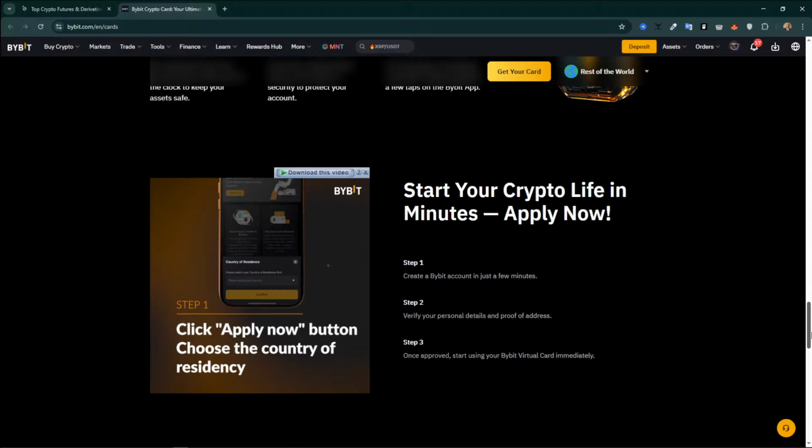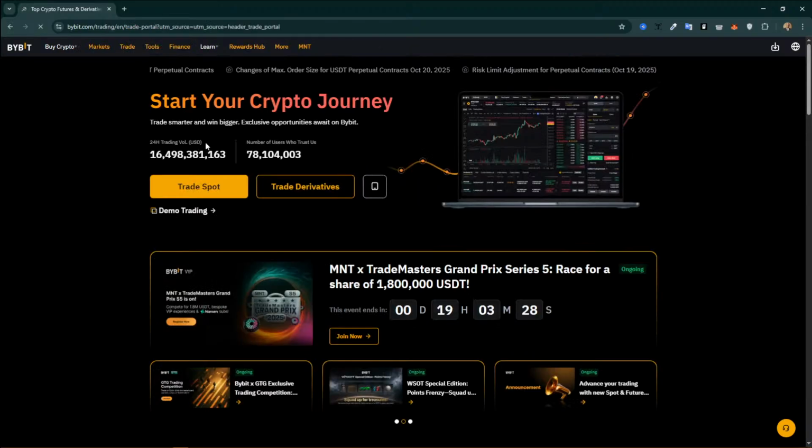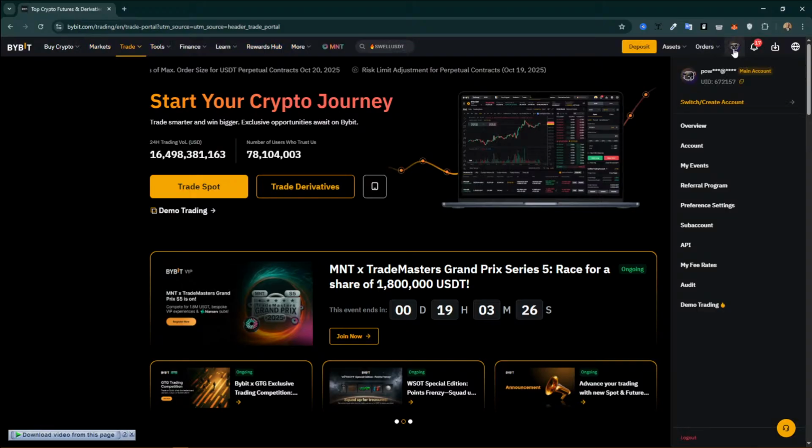Okay, so I think that's all you need to know about the card for now. Let's go back. I think I've been logged out because of opening up multiple tabs. Guess not. Still logged in.